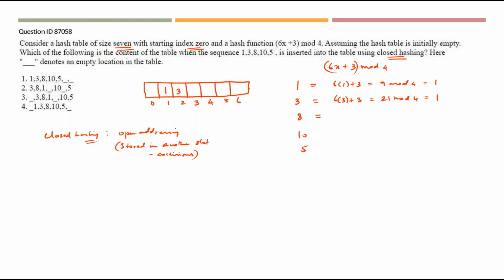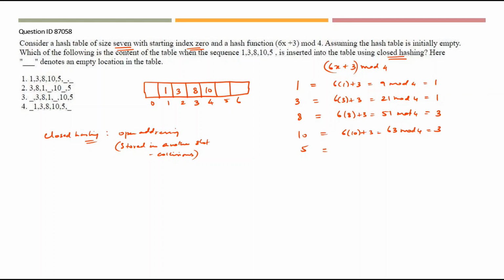Next we have 8. 6 into 8 plus 3, 48 plus 3 will be 51 mod 4. So 4 12s are 48. Then the remainder will be 3. So the third slot will have 8. Then 10. 6 into 10 plus 3 will give 63 mod 4. 15 into 4 will give 60. Again there is a remainder of 3. So we will move to the next slot and store 10 in the fourth slot.